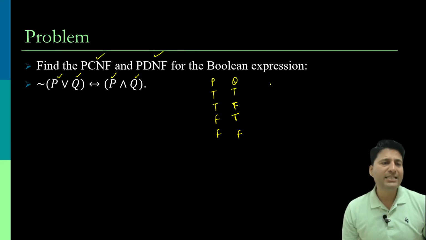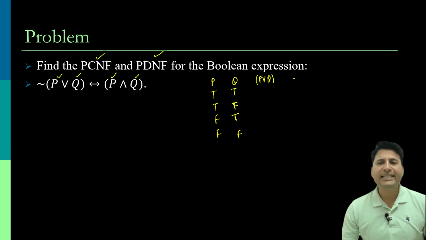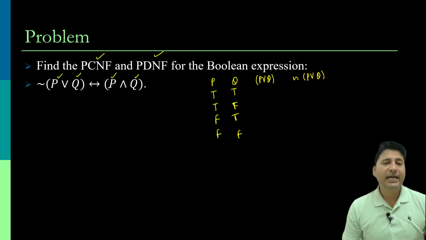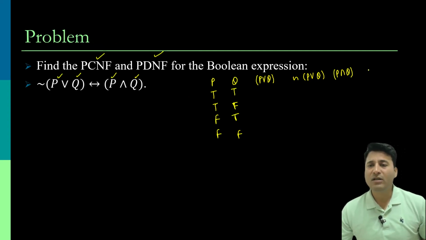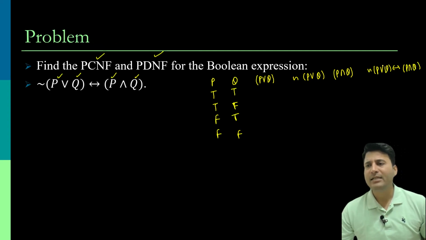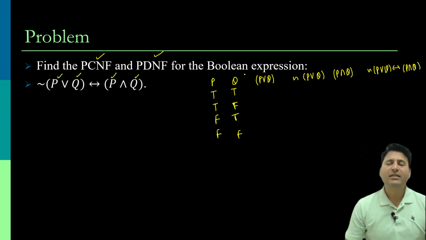Now what I need in this truth table is the P or Q column. I need the negation of P or Q. Then I need P and Q. And finally, in the last column, I can make negation of (P or Q), then biconditional (P and Q). This is your Boolean expression, the compound proposition.